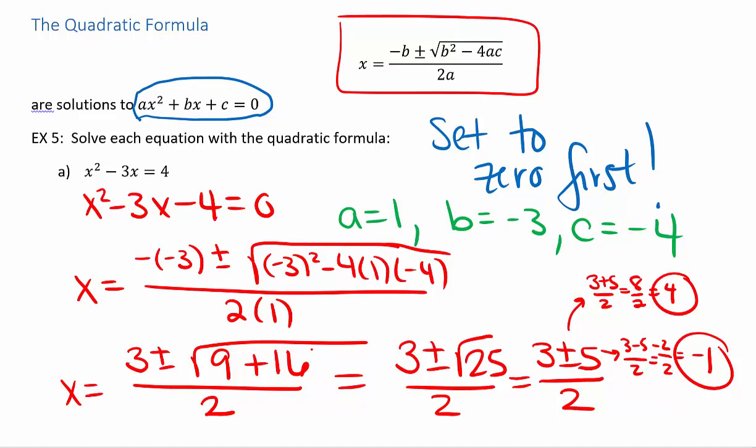Note, in this case, I could have actually factored this problem. Product of -4, sum of -3. I think that would have been quite a bit faster. But it's nice to see that we get the same answer with the quadratic formula. All right, let's try another example. The nice thing about the formula is it works in problems when you can't factor as well.